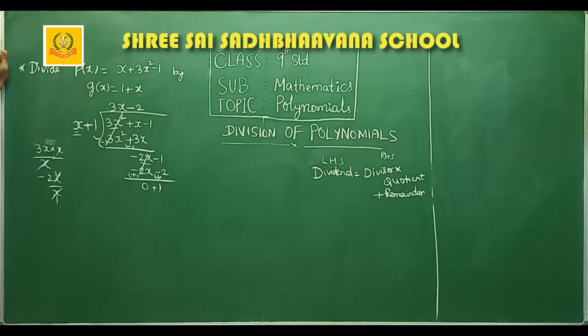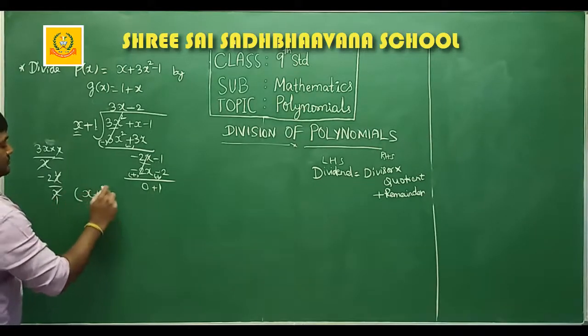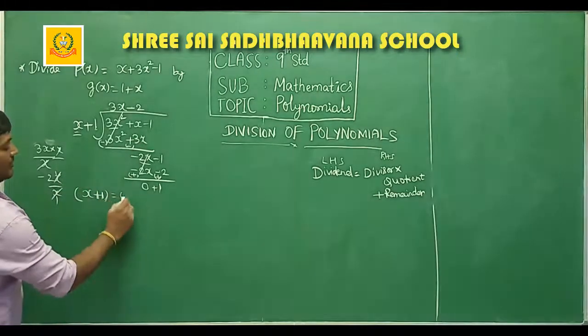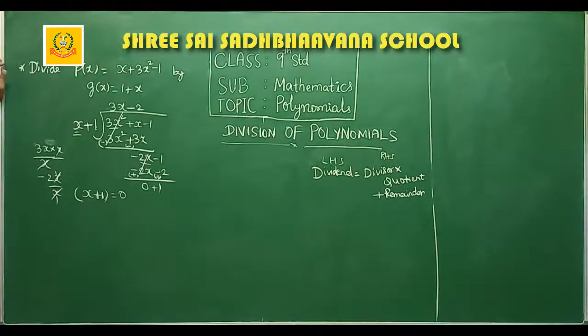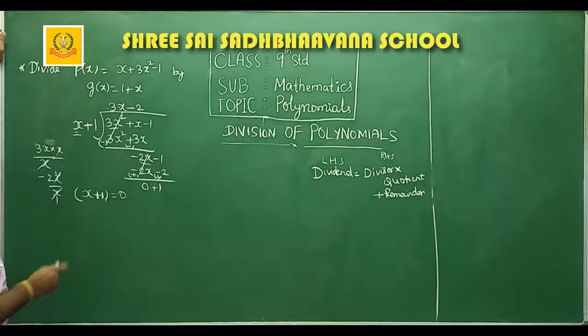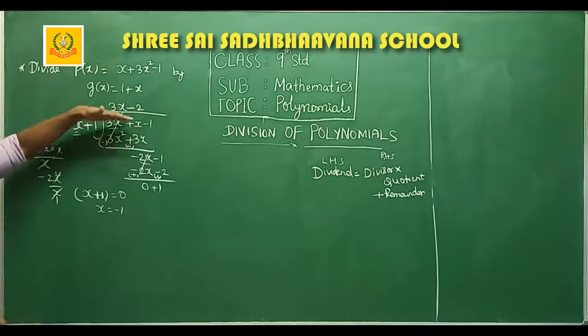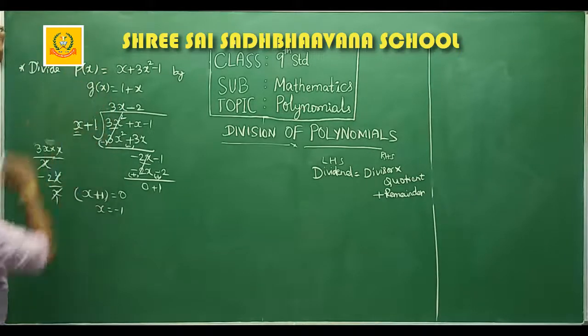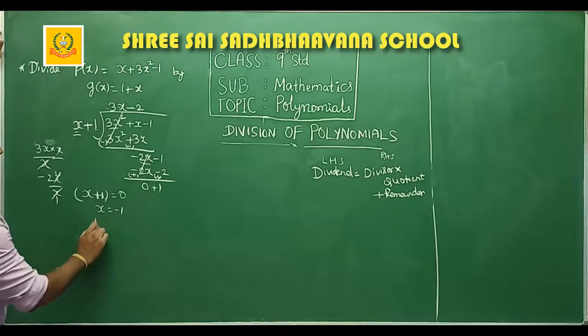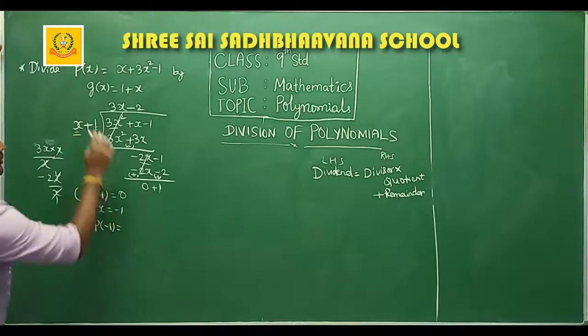Okay? You can also find the remainder in another way. See here, x plus 1. Usually how do we find zeros? We just equate it to 0. That is how we find the zeros, right? So if I make x plus 1 equal to 0, you will get x is equal to minus 1. So substitute x equal to minus 1 in your p of x, not in g of x, remember, in the dividend. When you substitute there, p of minus 1, what do you get?